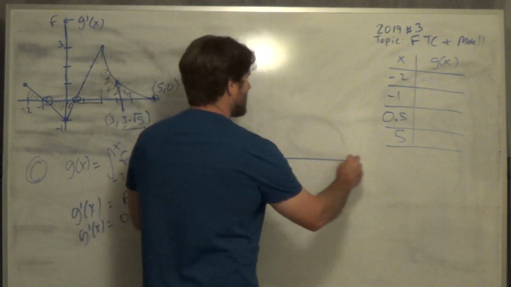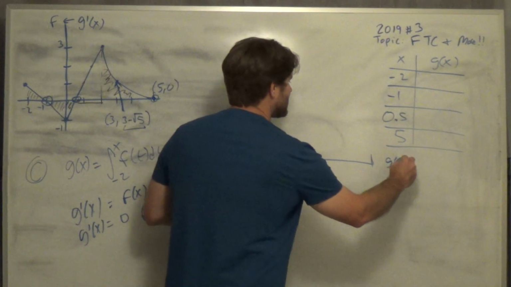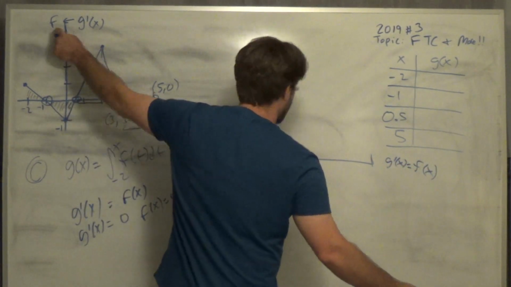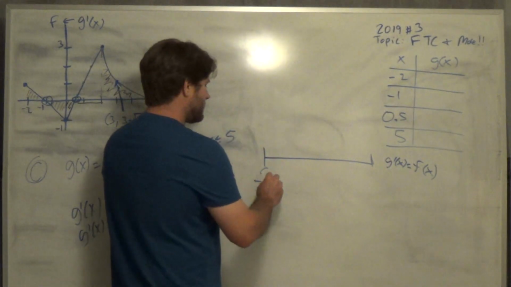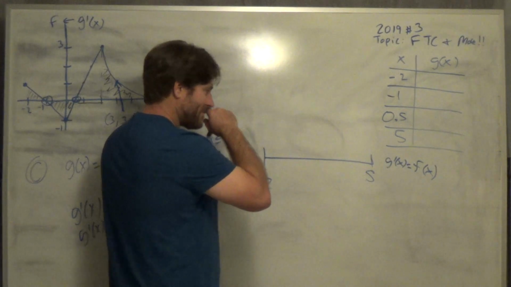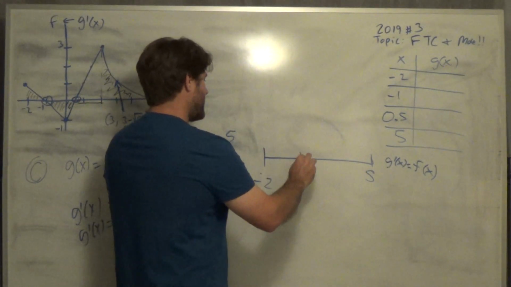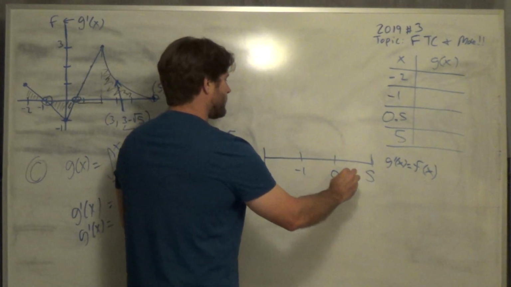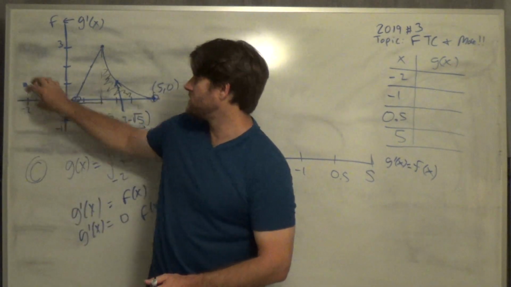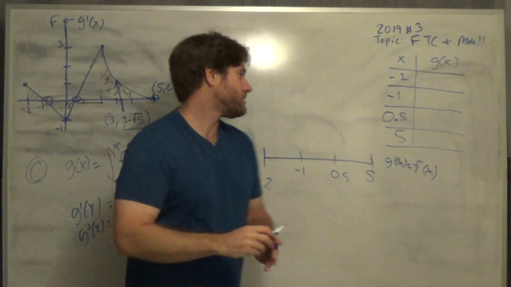So let me remind you and show you what I mean. So remember here, I'm making a sign chart of g prime x, and g prime x is f of x. So I'm making a sign chart of this graph. I've got -2, I have 5, I have my critical points of -1 and 0.5, and now again my signs, positive values, negative values. So it's positive, negative, positive.